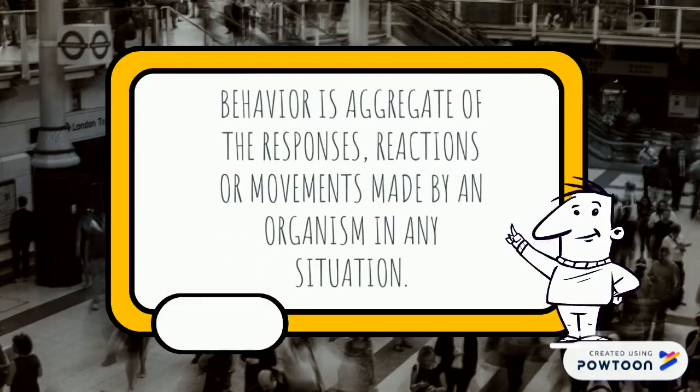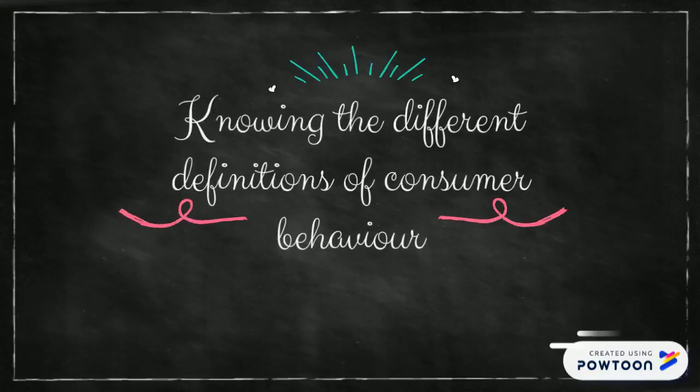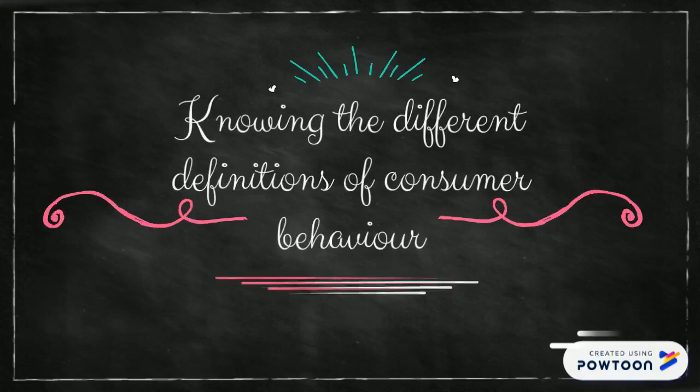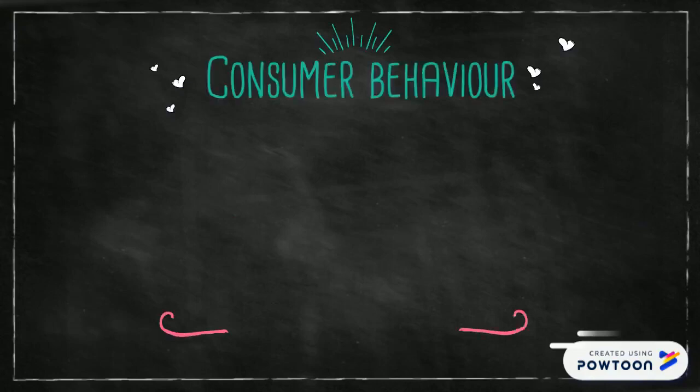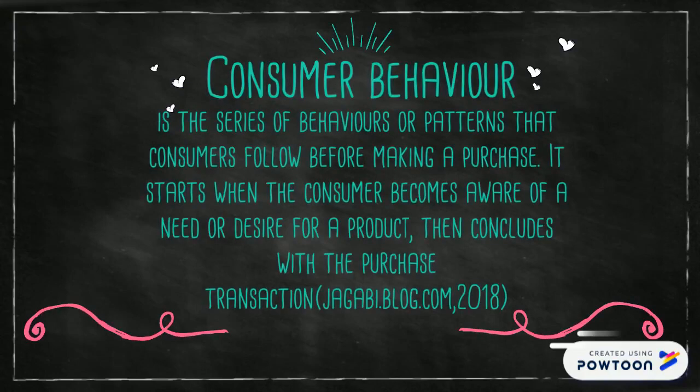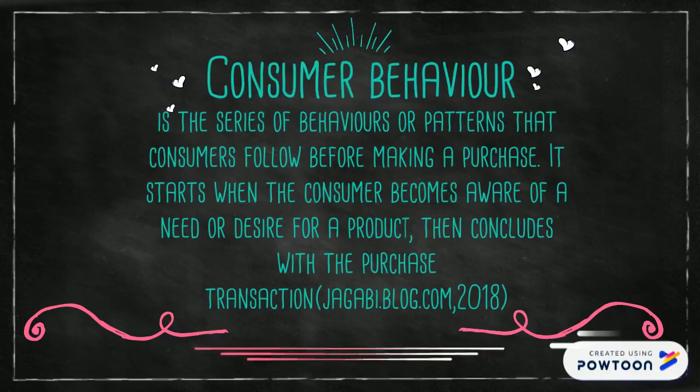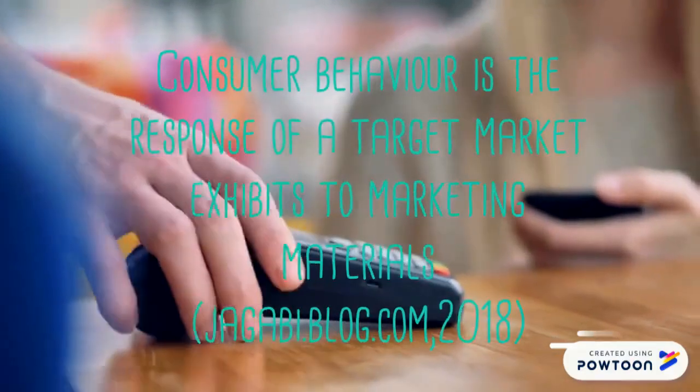Behavior is an aggregate of the responses, reactions, or movements made by an organism in any situation. This is the general definition of consumer behavior. Consumer behavior is a series of behaviors or patterns that consumers follow before making a purchase. It starts when the consumer becomes aware of a need or desire for a product, then concludes with a purchase transaction.